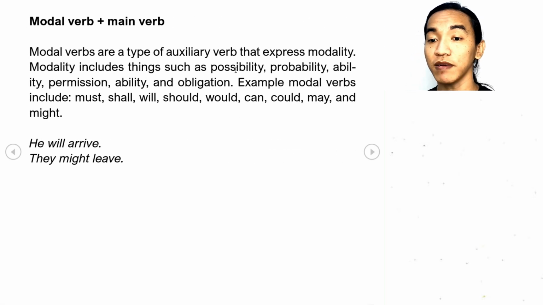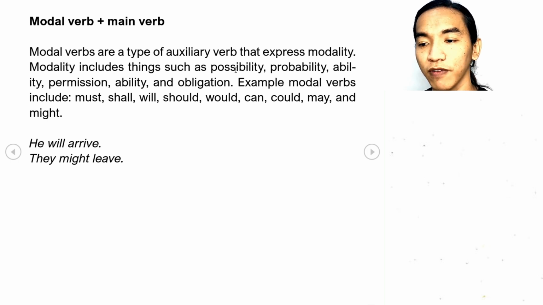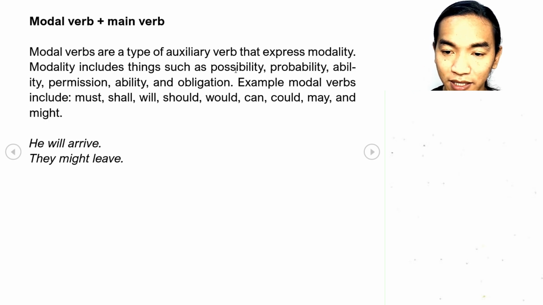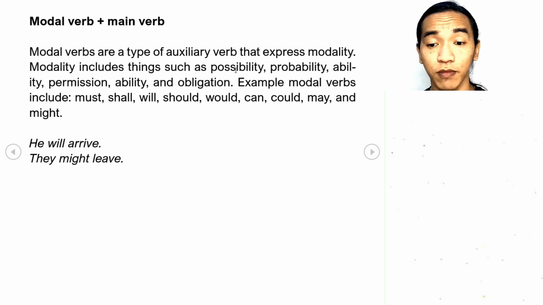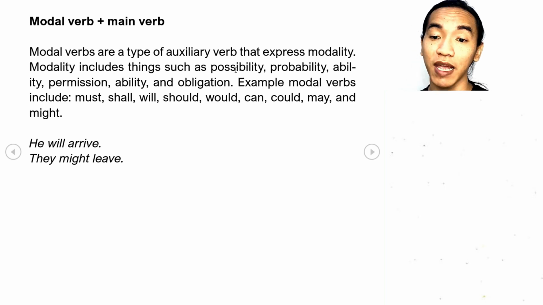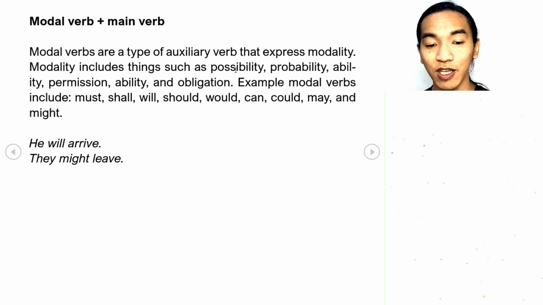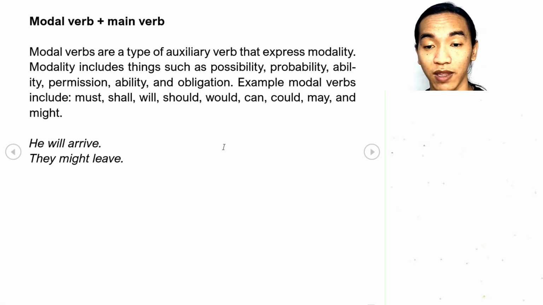Okay, now we have the modal verb plus your main verb. We already talked about the modal verb, talking about possibility, probability, ability, permission, obligation. So we have examples of modal verbs: must, shall, will, should, would, can, could, may, and might, plus your main verb. Okay, and they can be used in different tenses depending on how you create your sentences with this.